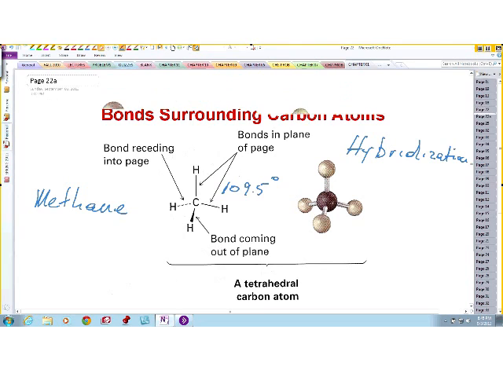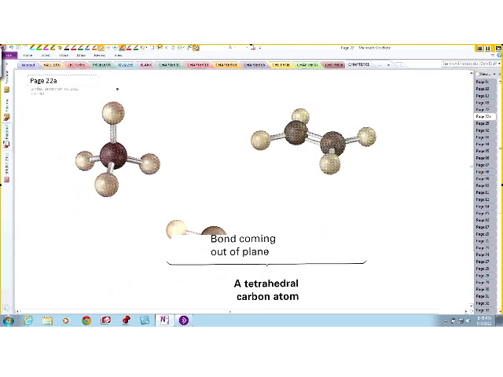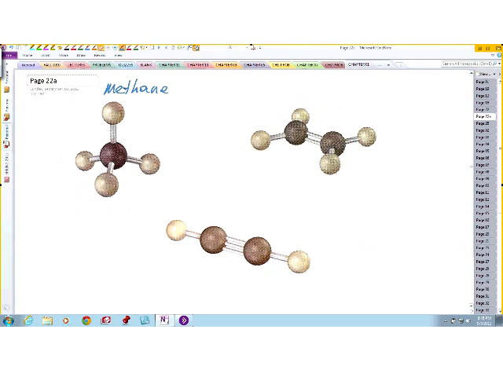Now, in addition to that, take a look at these 3 molecules here. This molecule we call methane. This we call ethylene. This is the molecule that is used to make polyethylene, you know, those plastic bags you use when you go to the grocery stores. Okay? This is the molecule that is used to make those plastic bags. And we call this acetylene.